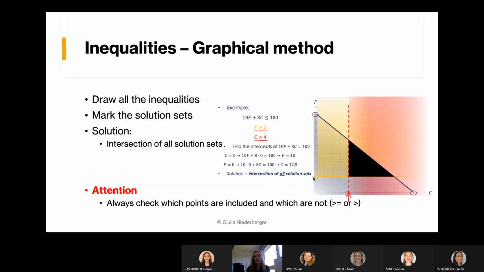For f, it's not a dashed line, it's a normal line because the 2 is included in the solution set. And for the last one, here it's always best to solve for, in this case, f, and then graph it, and then you can check which part of the solution set is included. And then you just mark all the parts that are included in the solution set and where everything meets, like here in the black part, that would be your solution set. Just always be careful about the bigger than or equal signs to not miss a solution or not count something that you shouldn't.